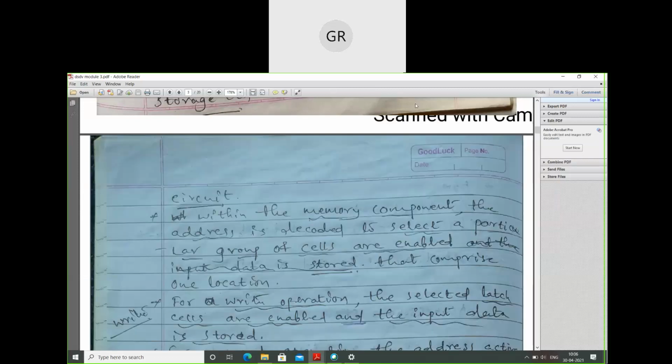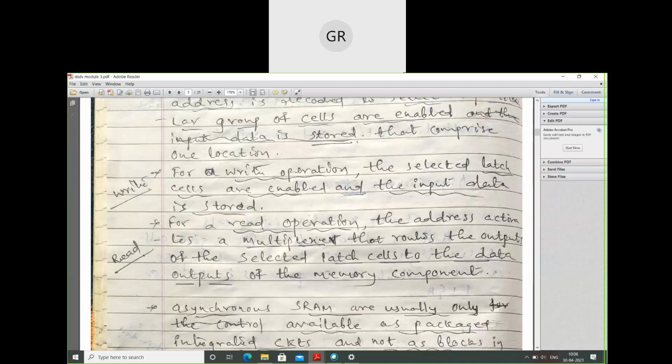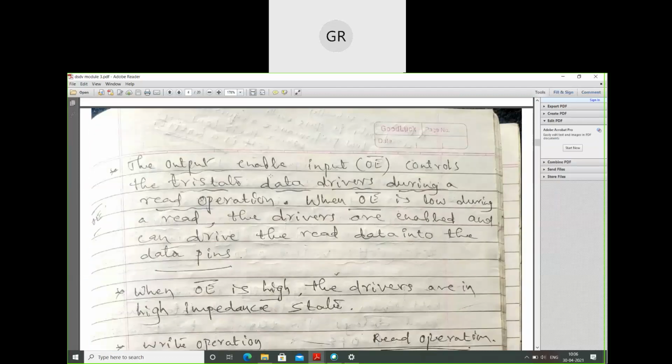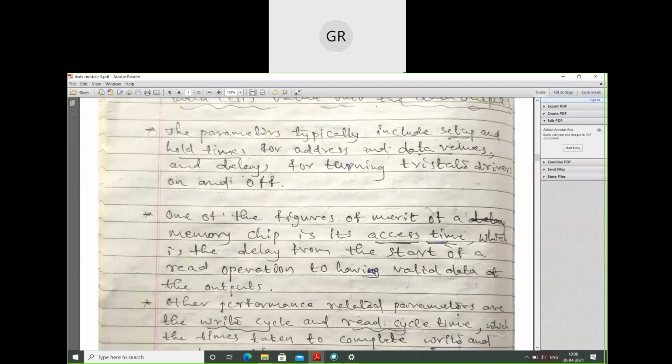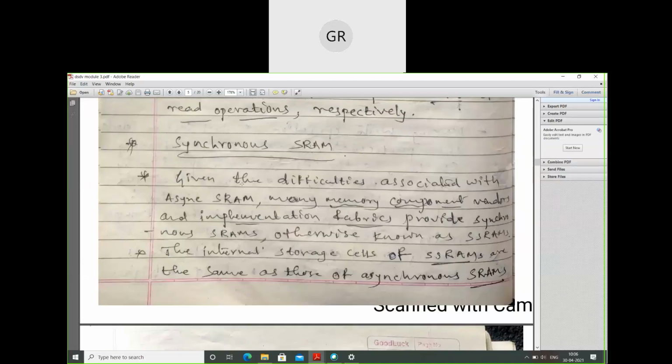We use the asynchronous SRAM. That is the disadvantage of asynchronous SRAM. That's why we go for the synchronous SRAM. Given the difficulties associated with asynchronous SRAM, many memory component vendors and implementation fabrics provide synchronous SRAMs, otherwise known as SSRAMs. The internal storage cells of SSRAMs are the same as those of the asynchronous SRAM. The storage cells, that means latch cells, of SSRAM are the same as the asynchronous SRAM.